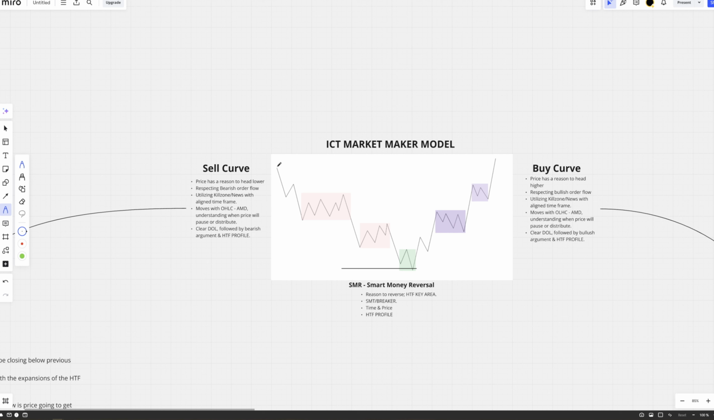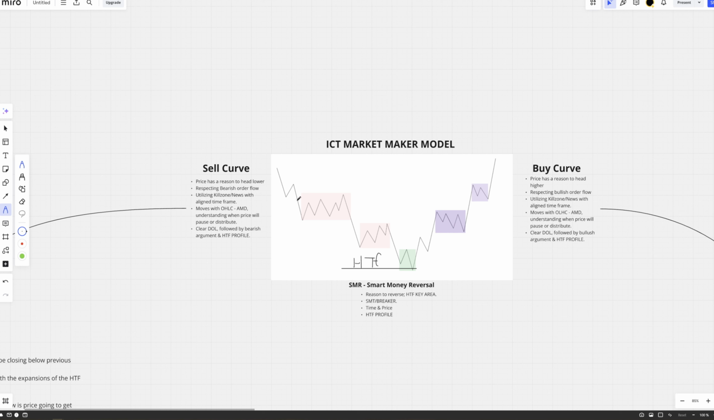If you're having a sell week, a sell day, a sell 4 hour profile, what's your objective? For this example, this is going to be the high time frame objective, so I'll just write HTF. Once we are reaching our high time frame objective, we are in a sell curve. Price has a reason to head lower. This could be a daily fair value gap, a liquidity pool, any PD array, any reason you have for price to reach your objective.